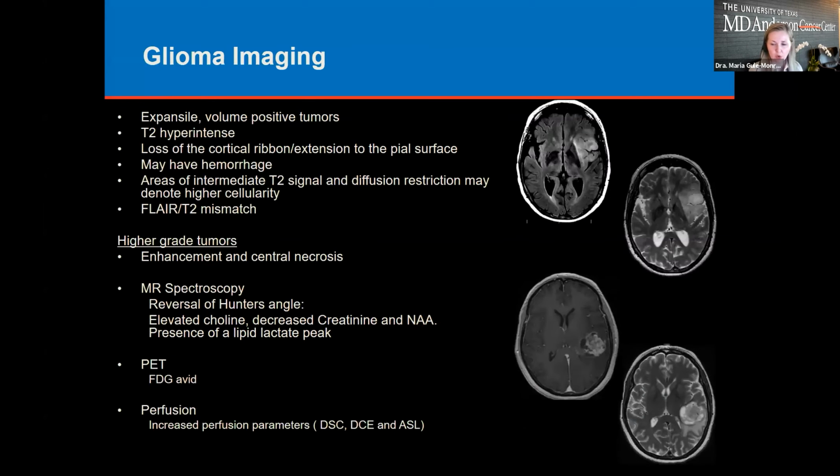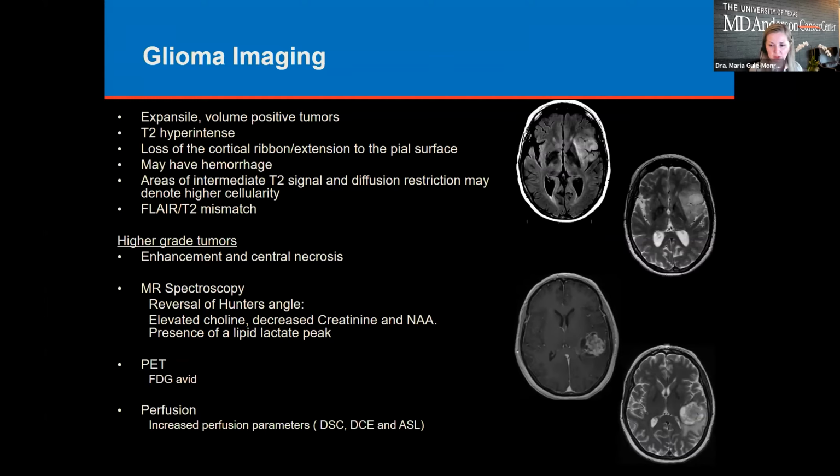So a quick overview of glioma imaging, just for those who are not looking at images on a daily basis. As you know, gliomas are expansile volume-positive tumors. They are T2 hyperintense and infiltrative. Tumor extent can be difficult to distinguish from surrounding edema, particularly in the post-treatment setting. With edema, you can look for sparing of the cortex, while infiltrative tumor will typically invade the cortical ribbon, with involvement of the pia.